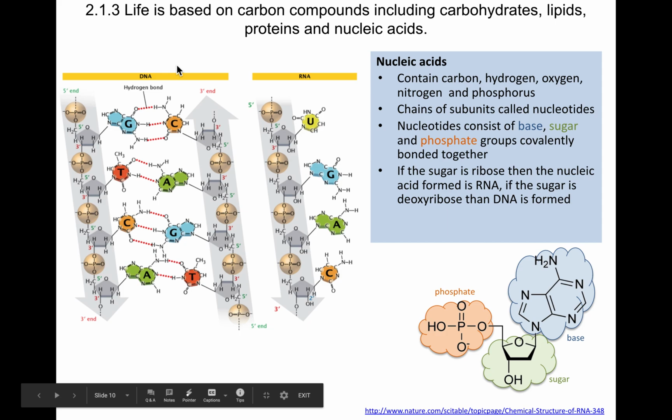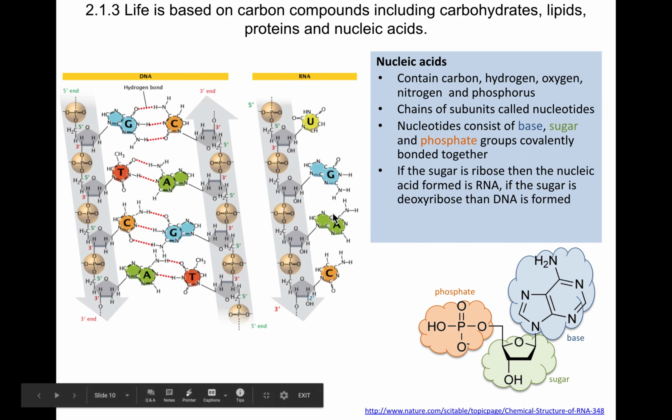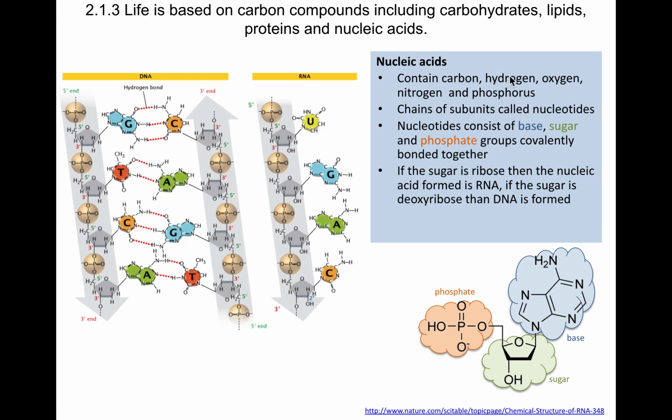So the last carbon compound would be nucleic acids. Nucleic acids would be like DNA and RNA. They contain carbon, hydrogen, oxygen, nitrogen, and phosphorus. The chain subunits are called nucleotides. So if you remember from 10th grade, a nucleotide is a nitrogen base, a sugar, and a phosphate. And grouped together, they are the pieces, or the monomer, that make up nucleic acids.